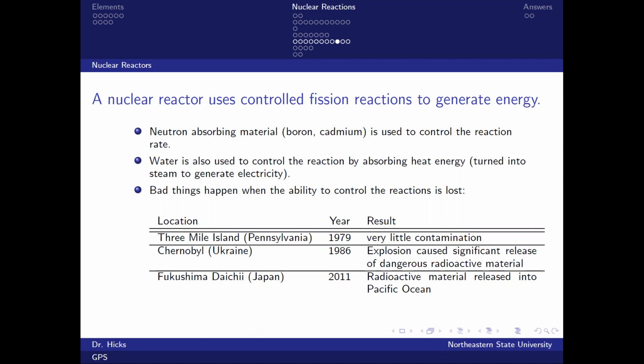If you lose the ability to control the reaction rate, that's when you have a nuclear meltdown. And a nuclear meltdown is literally that. It's when the fission reaction gets so hot, it essentially melts through the floor. We had one in the United States in '79 at Three Mile Island. That one was relatively minor. There was very little contamination.